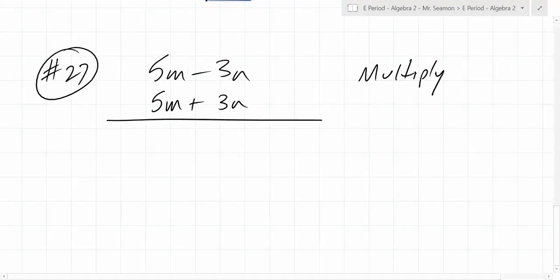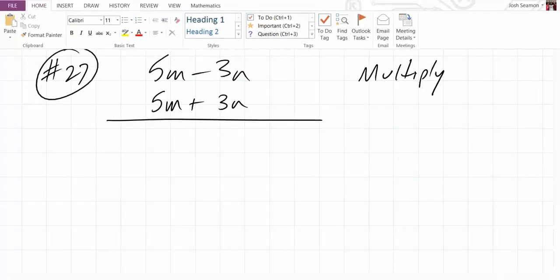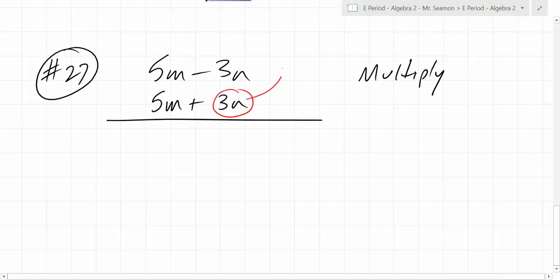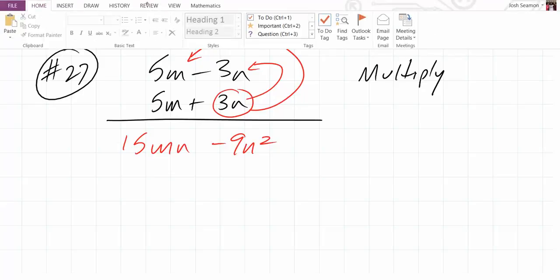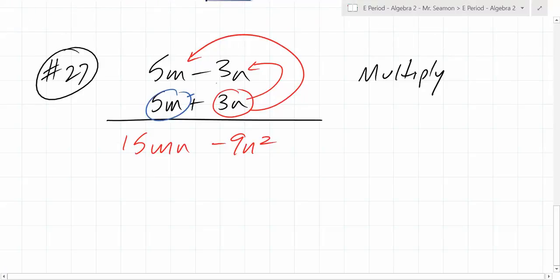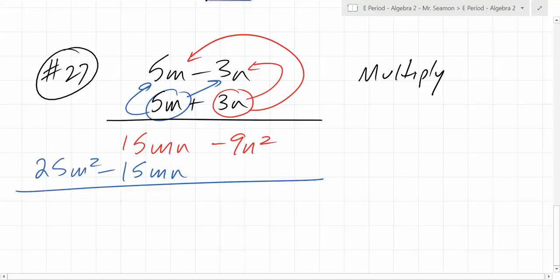So what you do, and it's just a way to keep track of it, you start here and you multiply 3n times negative 3n. What's that? Negative 9n squared. And then you do 3n times 5m and you get 15mn. Then you move over across and you take this. What's 5m times negative 3n? Negative 15mn. And then 5m times 5m is 25m squared.